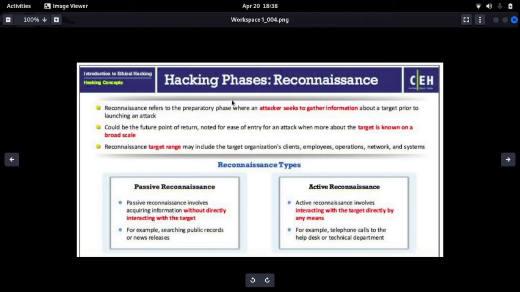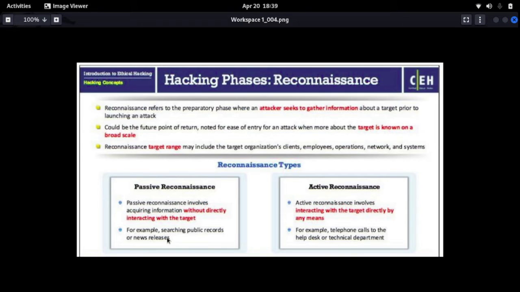Now, there are two types of reconnaissance. We have the passive reconnaissance and the active reconnaissance. What is passive reconnaissance? Passive reconnaissance involves acquiring information without direct interaction with the target. For example, searching public records or news. You understand what that means?